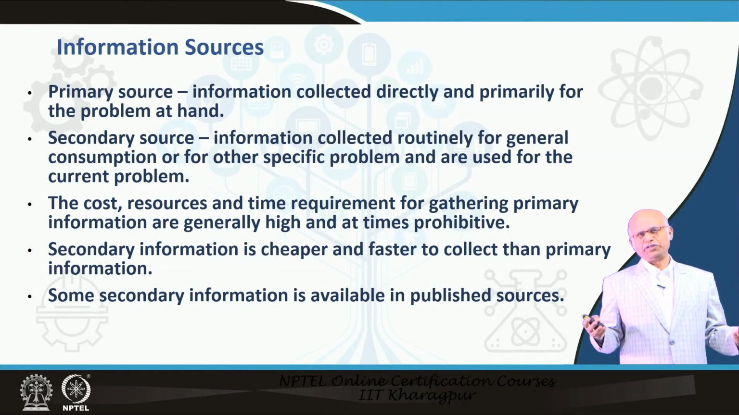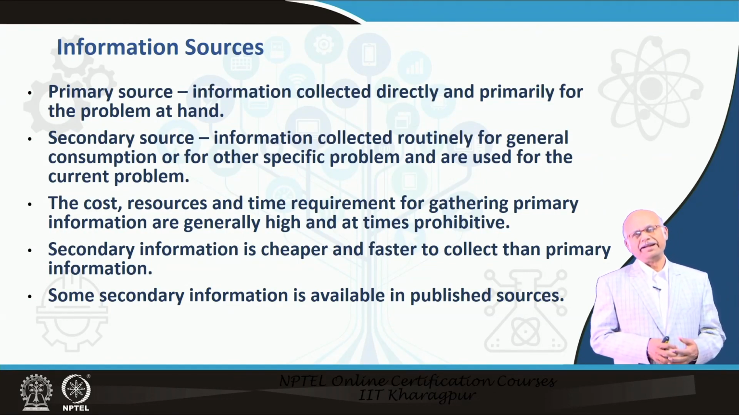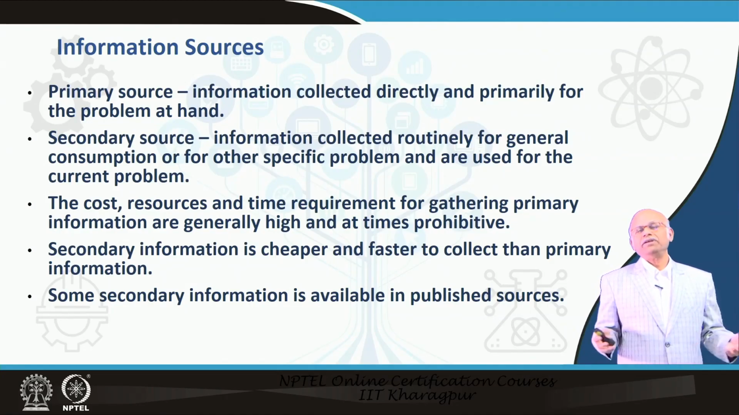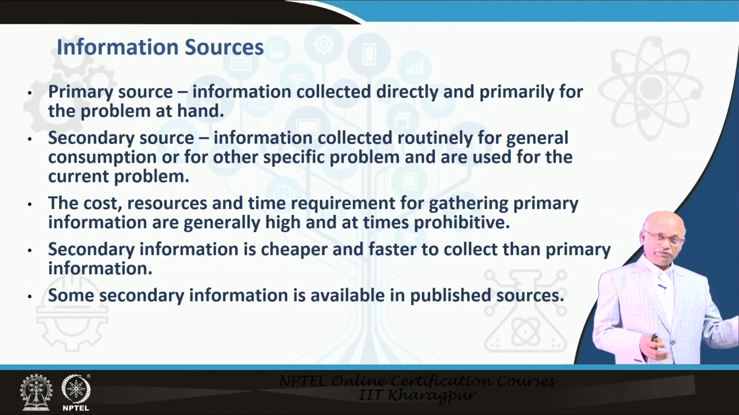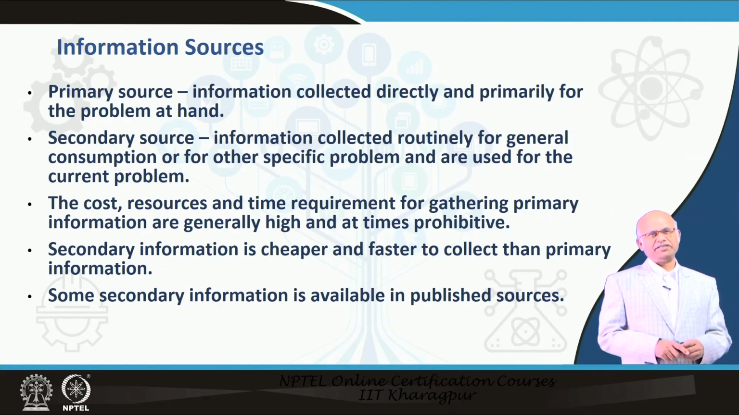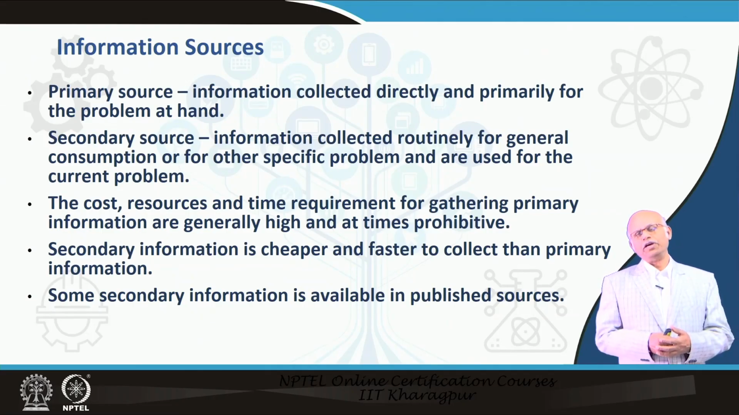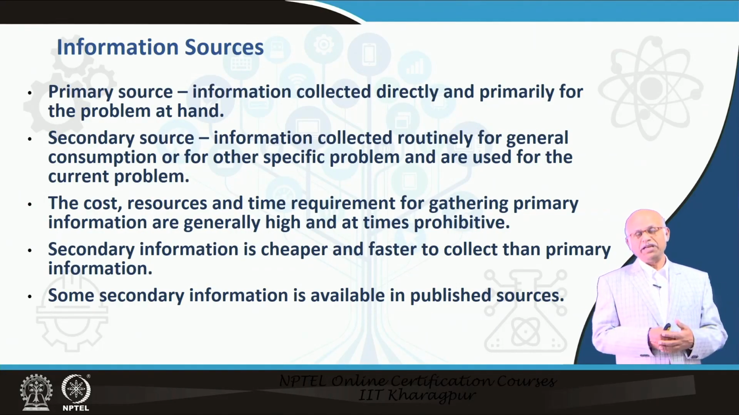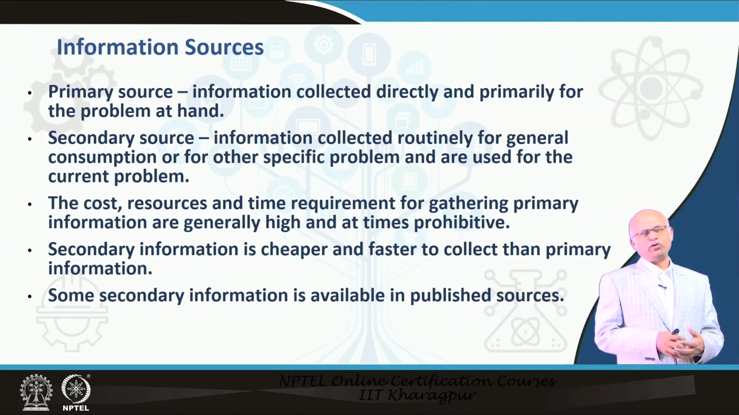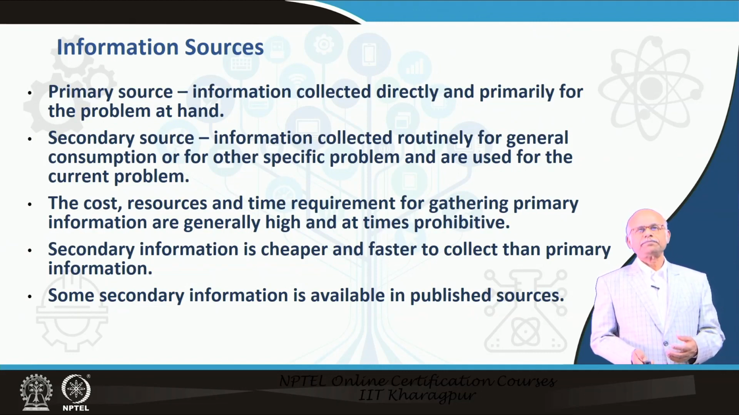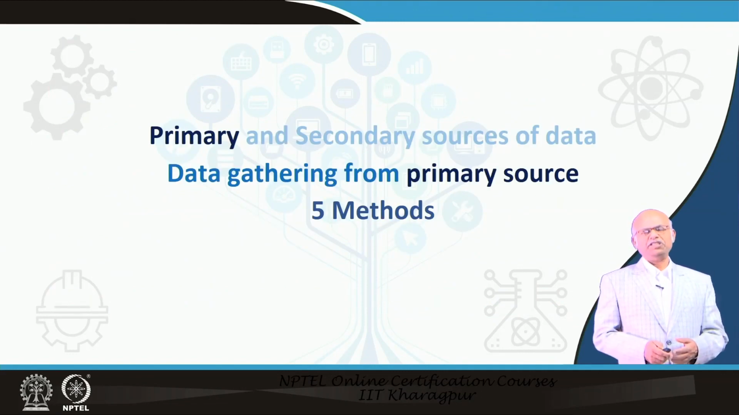Information source: primary source, information collected directly and primarily for the problem at hand. Secondary source, maybe data collected by some government officials, journals, databases, etc. Now, if you are gathering data from a secondary source, cost is very low, because this data will be sold to several people, and maybe this data was collected for a different purpose, the purpose is already served. So, they are okay selling the data at a low cost. Secondary information is cheaper, that is why. Some information is available in published literature.